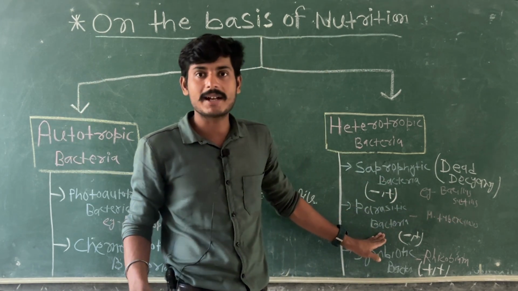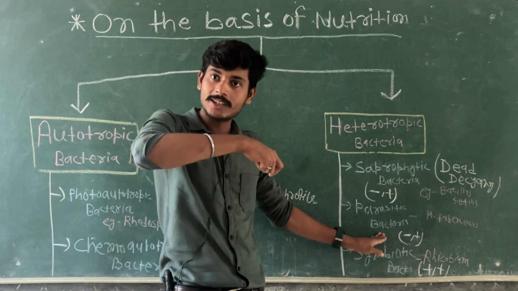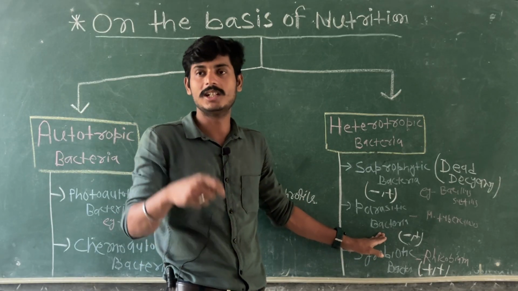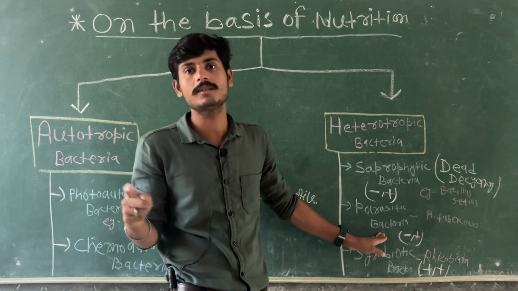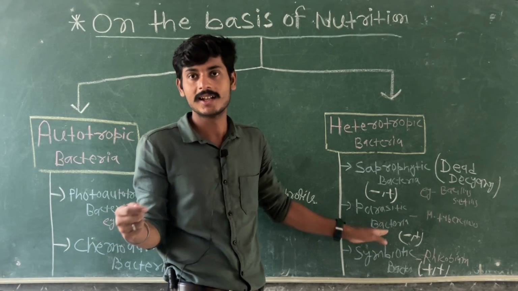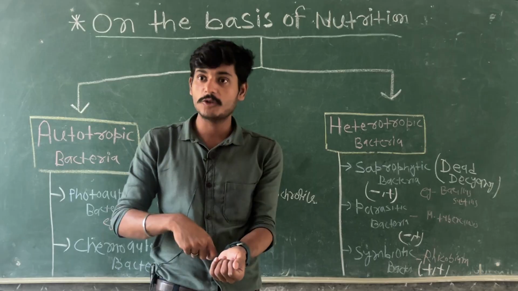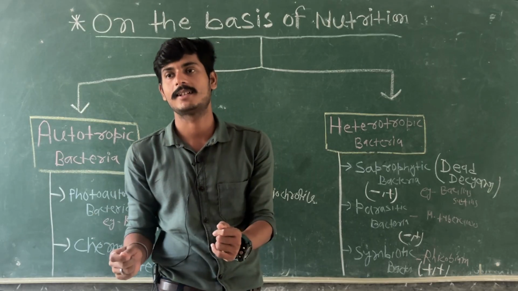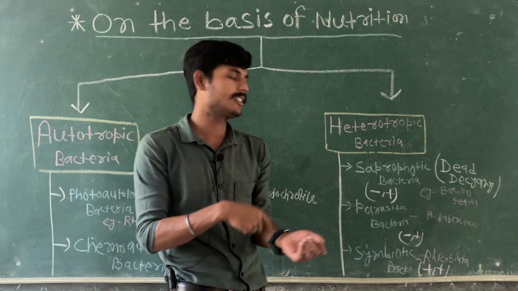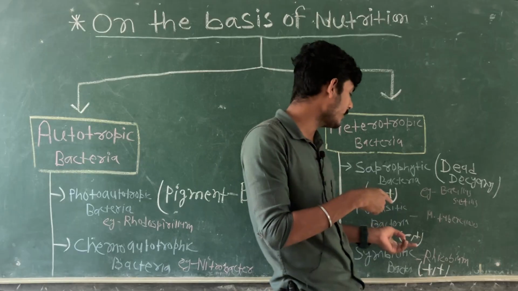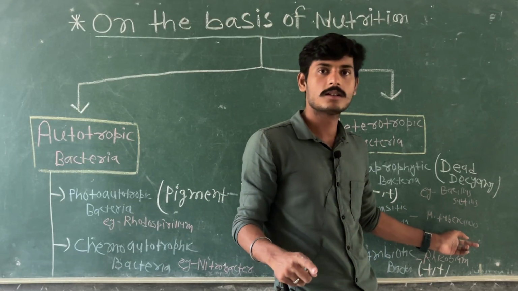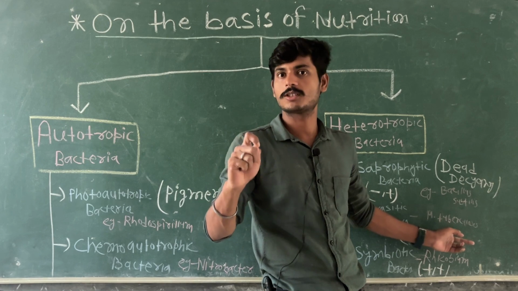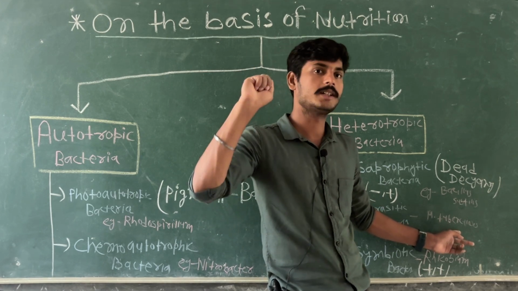Then the parasitic bacteria who live in or inside the human body, or who live on and inside the human body. They are called the parasitic bacteria. If the bacteria is living inside the human body, they are called the endoparasite. And the bacteria which are living on the human body, they are called the exoparasite. Fine. Example is your Mycobacterium tuberculosis, which is basically causing the TB.